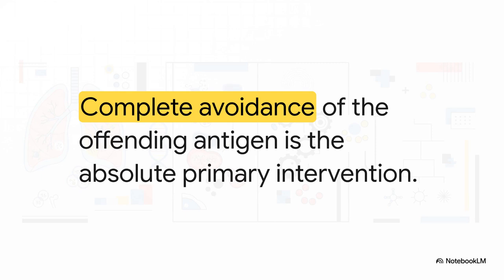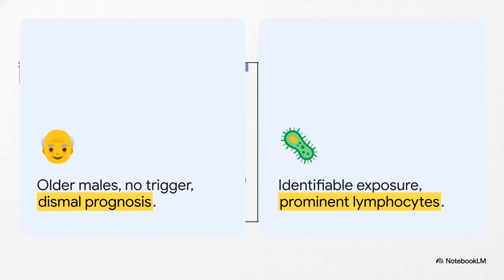So, the absolutely crucial point regarding management is this first-line mandate. Complete avoidance of the offending antigen is the primary and most effective intervention, full stop. Systemic corticosteroids are strictly reserved for severe, acute episodes or progressive chronic disease that's actively failing despite strict environmental antigen avoidance.